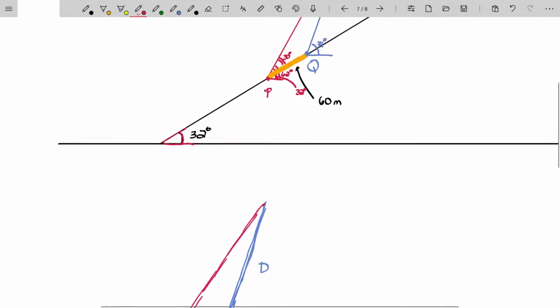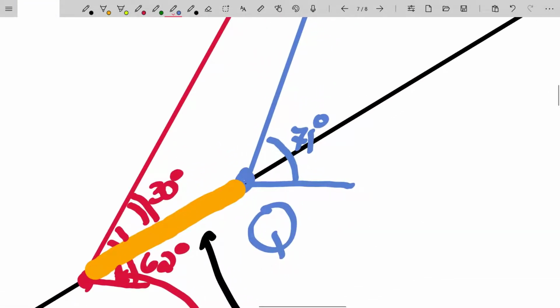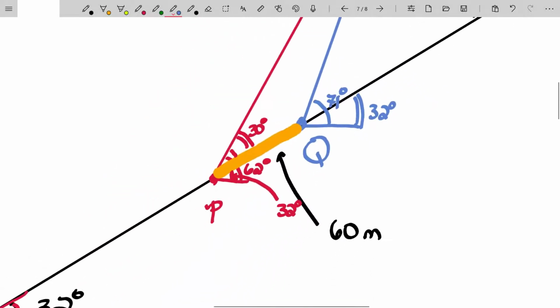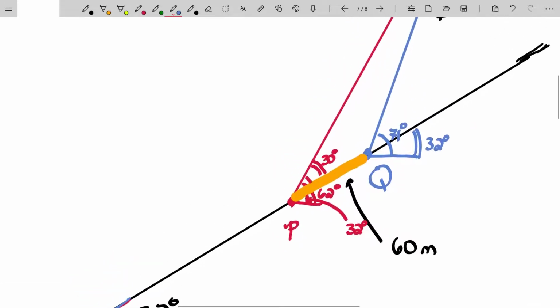I'll do the same thing for angle Q, although angle Q is going to be a little more challenging. Again, the angle with the horizontal here is 32 degrees because that's the same angle as this one right here. So we know that the remaining angle is 71 minus 32, which is 39 degrees. But does that give us the angle we want? No, it doesn't. We actually want the interior angle, this guy right here.